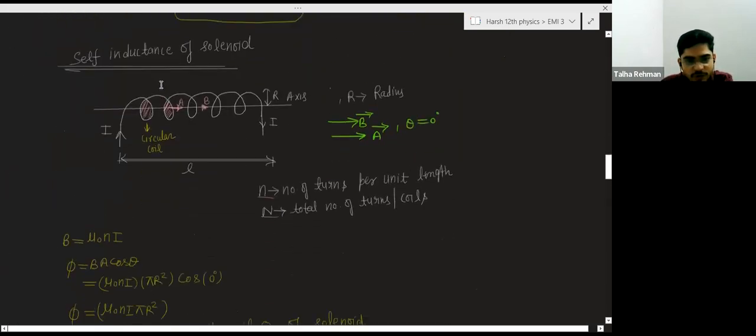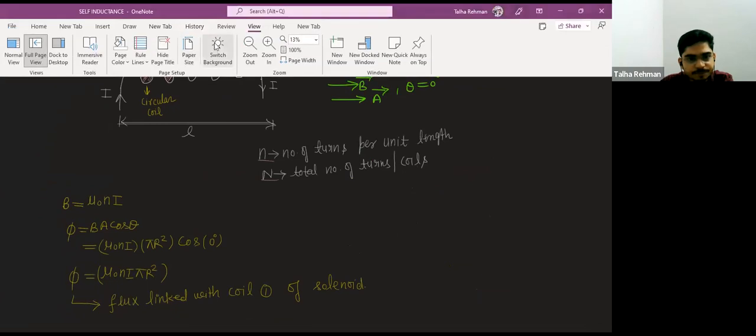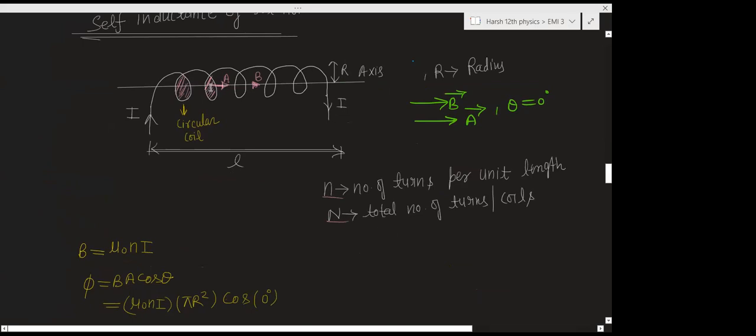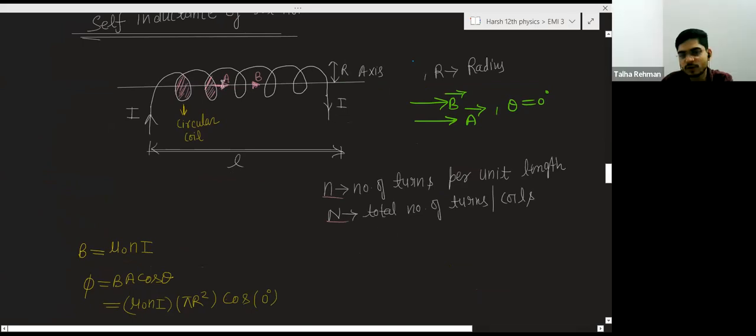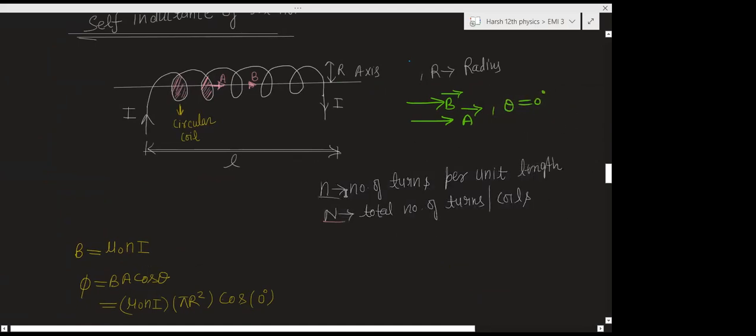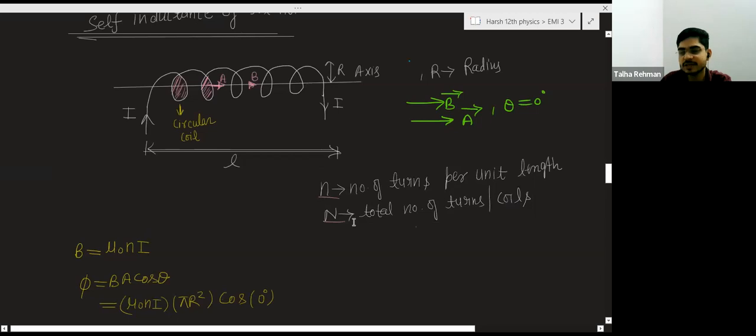So here this is a solenoid, and this solenoid has this coil. The area vector of this solenoid will be in this direction, and the magnetic field will also be in this direction. Then the angle between the area vector and the magnetic field is 0. Small n is the number of turns per unit length. Capital N is the total number of turns, or you can say the total number of coils.